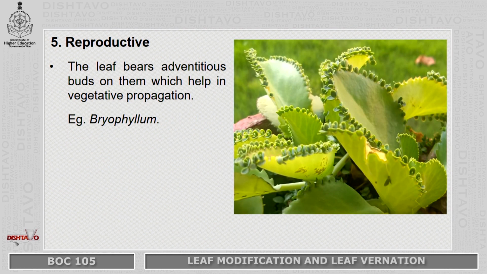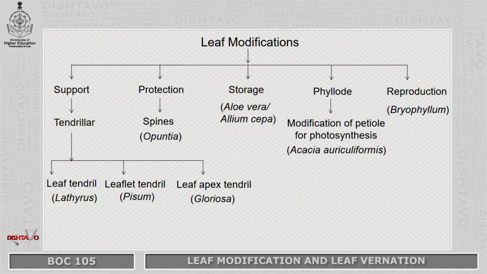Then you have the reproductive leaves. The leaf bears adventitious buds on them which help in vegetative propagation. This is a very common plant called Bryophyllum. So, you have studied the leaf modifications for the purpose of support, protection, storage, phyllodes and reproduction. And further, these are the structures which you have already studied.